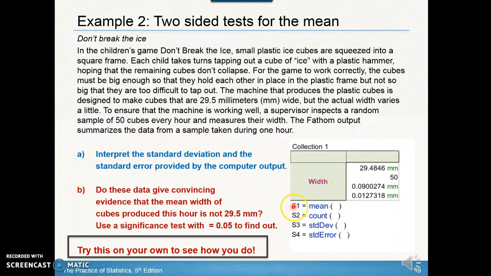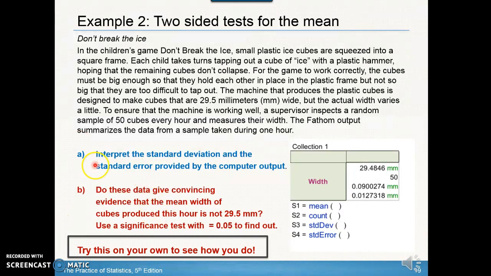Okay, so this is just telling us that this is the mean of the 50 cubes. This is your n value. I took 50 cubes. This is your standard deviation, and this is your standard error. So how do you know which one to use? In this case, you would say, I want to use the standard error, because I know that this is the standard deviation of the statistic. I don't know the population standard deviation.